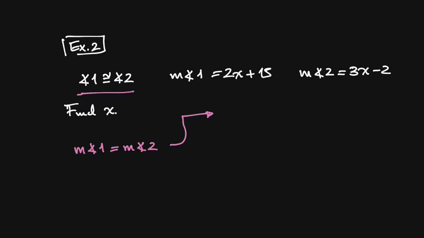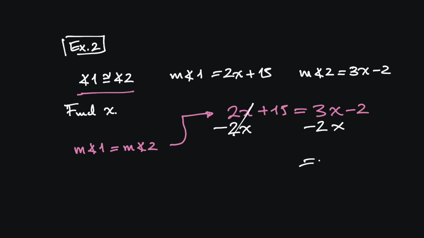So what this is saying is that the measurement of angle 1 is equal to the measurement of angle 2. But I know that the measurement of angle 1 is this, and the measurement of angle 2 is that. So I can substitute in this equation. So 2x plus 15 is going to be equal to 3x minus 2. And I just need to solve this equation. I can add 2 on both sides to get rid of the negative 2. 3x minus 2x is x. 15 plus 2 is 17. So I know that x is 17, and that's it.